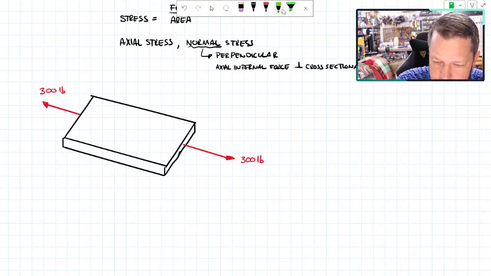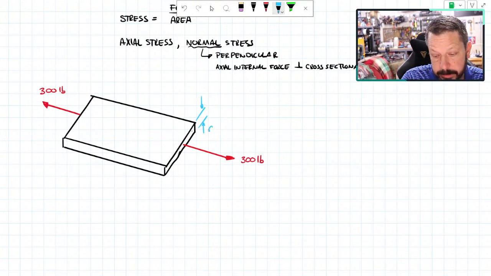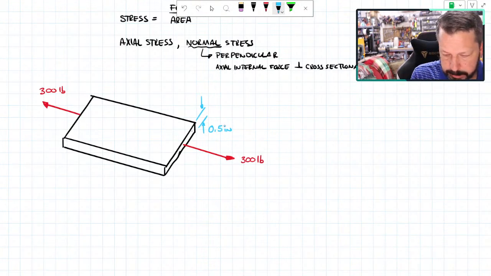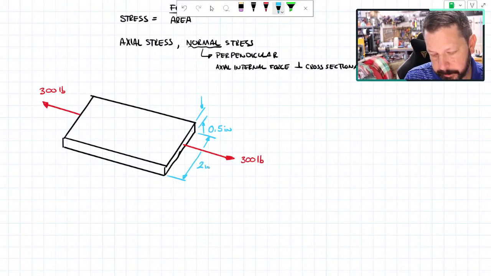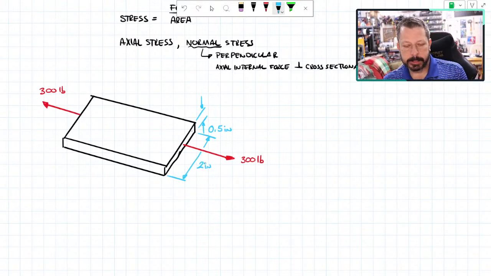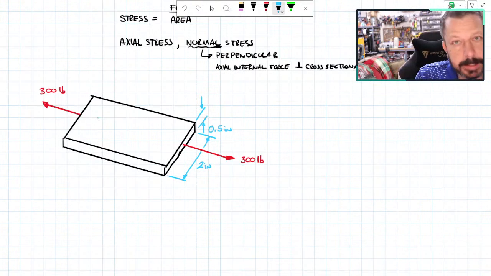Let's put some dimensions. And let's say that this dimension, I don't know, let's make that 1/2 inch. Let's make this dimension, let's make it 2 inches. Let's say that this block itself is made from, kind of a generic name here, structural steel.